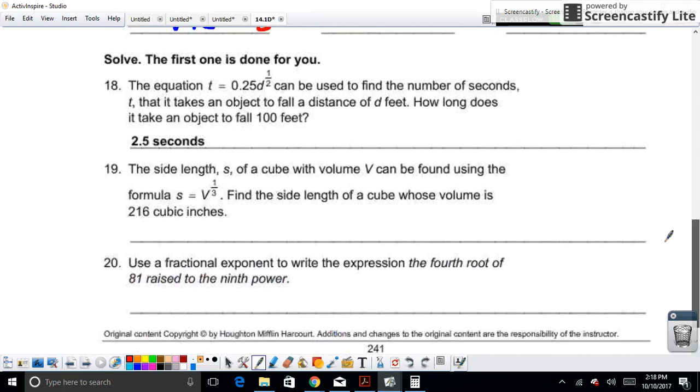It's the same math. So number 18 says the equation t equals 0.25 d to the 1/2 power can be used to find the number of seconds t that it takes an object to fall the distance of d feet. That is very important. Distance of d feet. That means when they give me something about a distance, that's going to take care of that variable d. Very important. How long does it take an object to fall 100 feet? Well, there's my distance number, 100 feet. What I'm going to do here is show you how they got this answer, and then you're going to do numbers 19 and 20 on your own. But I'll show you how they got it.